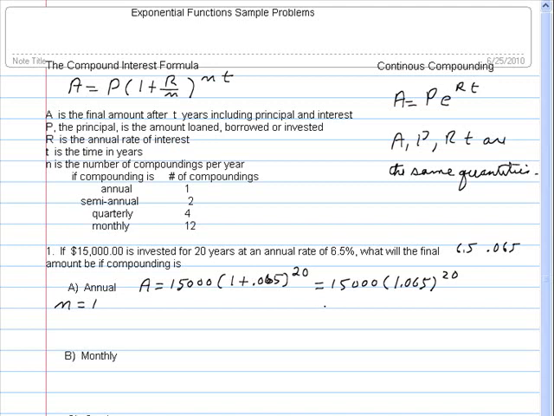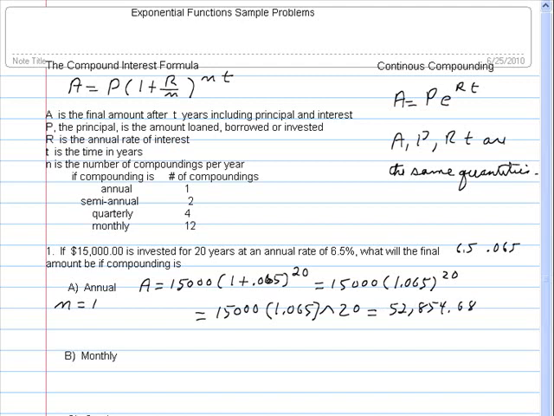And if you enter that into a calculator, it would look like this. If it's a graphing calculator, 15,000, open parenthesis, 1.065, and then there's a little key that's to the power, and you'd put 20. And when you punch that up in your calculator, you get 52,854.68. Let's go on to the second one.